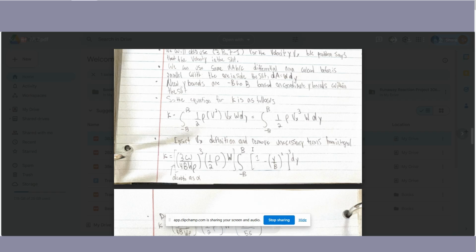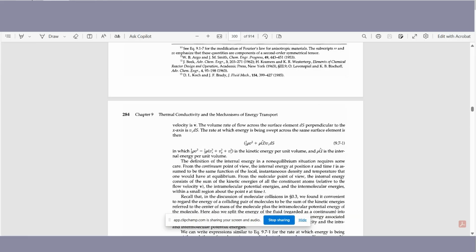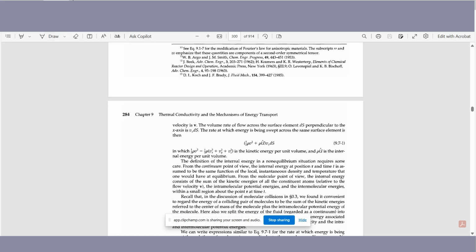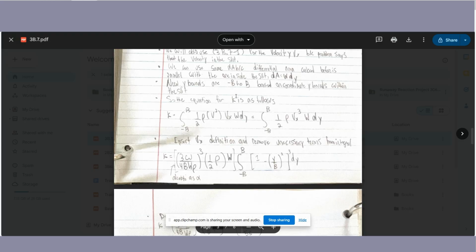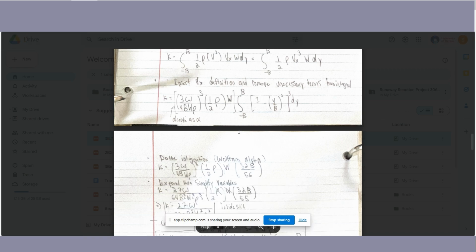So the integral goes from negative b to b, and that's because the y direction is now bounded by the walls at b and negative b. The larger number has to be on top. So b is obviously bigger than negative b. That's why it's on top.